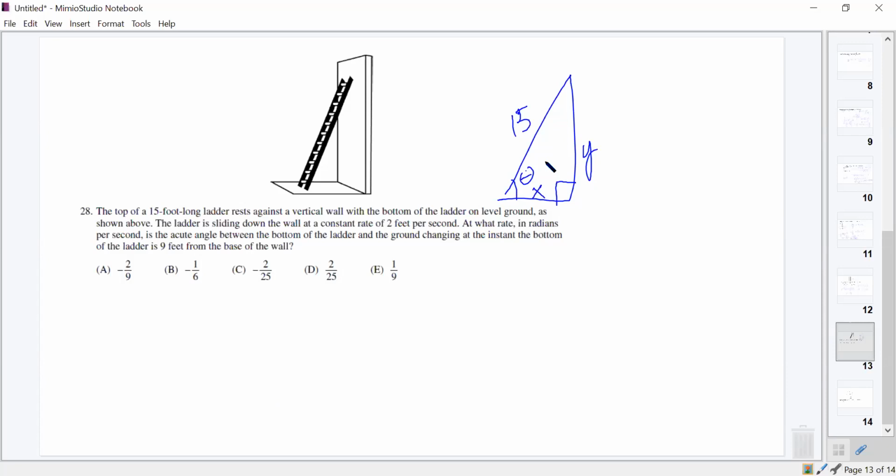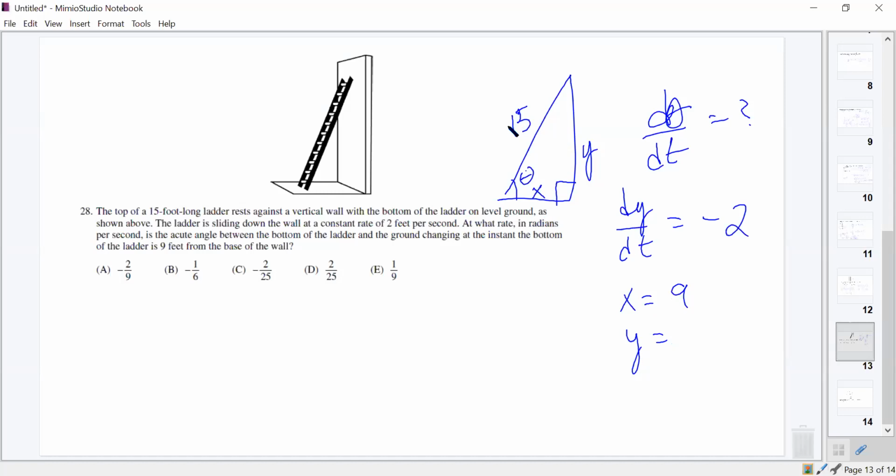We want to know, how is theta changing? We want to know what is d theta dt. So we're looking for that. We are given, let's see, the ladder is sliding down the wall. So that's dy dt. It's sliding down, this distance is decreasing, so it's a negative value for dy dt, -2. We know that the x value we're interested in is when x is 9. If x is 9, just a little bit of basic Pythagorean theorem, that's a 3, 4, 5 right triangle, right? Just they're all multiplied by 3, so that's a 9, 12, 15 right triangle. So we know what y is.